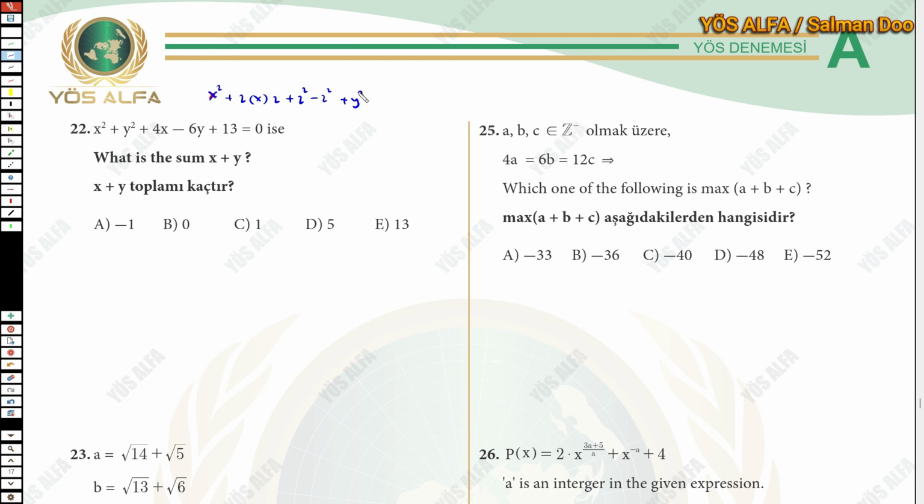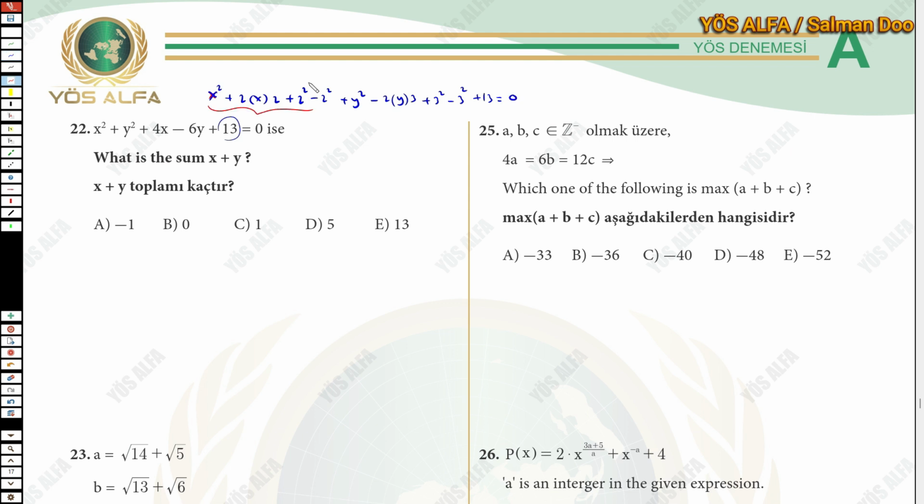The second part is y squared plus, since we have minus 6y, it's minus 2y times 3 to have minus 6. So since we have 3 here, we're going to add plus 3 squared. In order not to change the value, we're going to subtract it again, minus 3 squared. So what's left over here is plus 13, which is equal to 0.